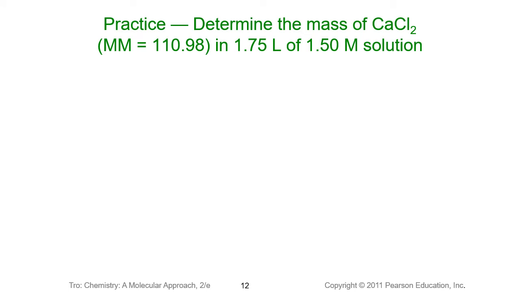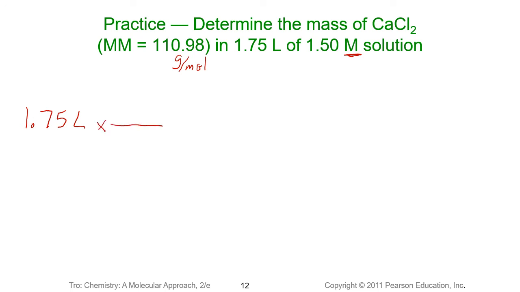Here's a practice for you. Determine the mass of calcium chloride, molar mass is provided, in 1.75 liters of a 1.5 molar solution. Pause the video and determine the mass. So again, our molarity has units that relate moles to liters. Our molar mass has units that relate grams to moles. So I want to start with the number with just a single unit, which would be liters of volume.